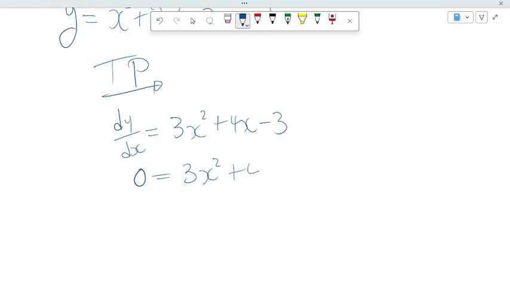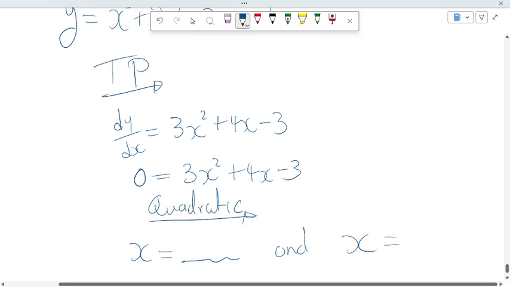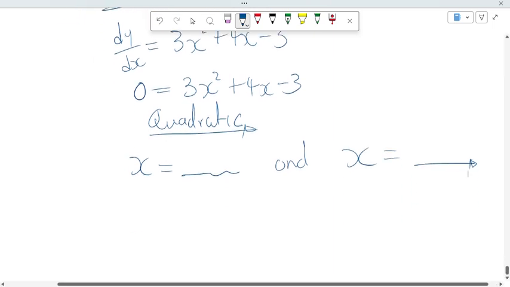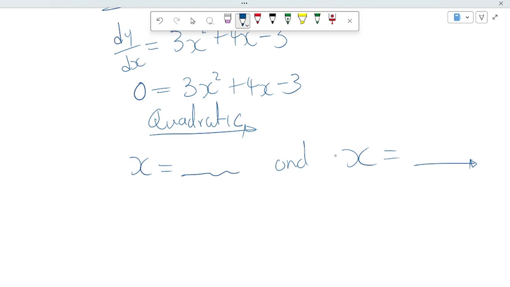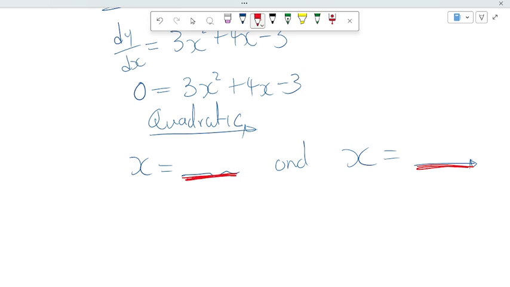Then you're going to use your quadratic formula. You say x is equal to, you get the first value, and then you find the second value as well. These are the x values at the turning points. Can you solve for this using the quadratic formula?